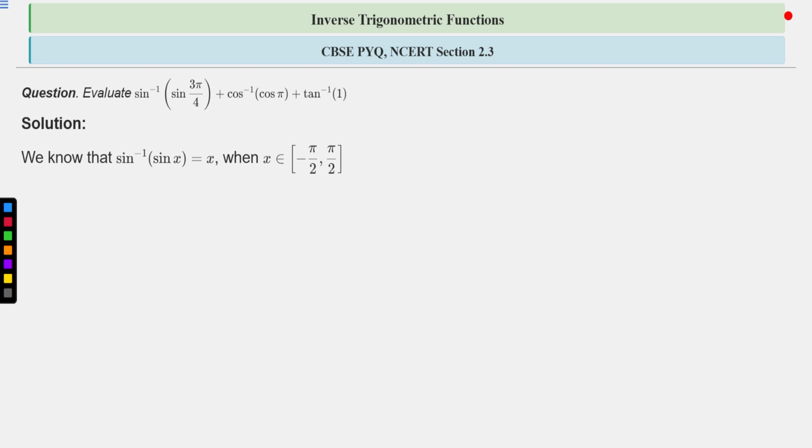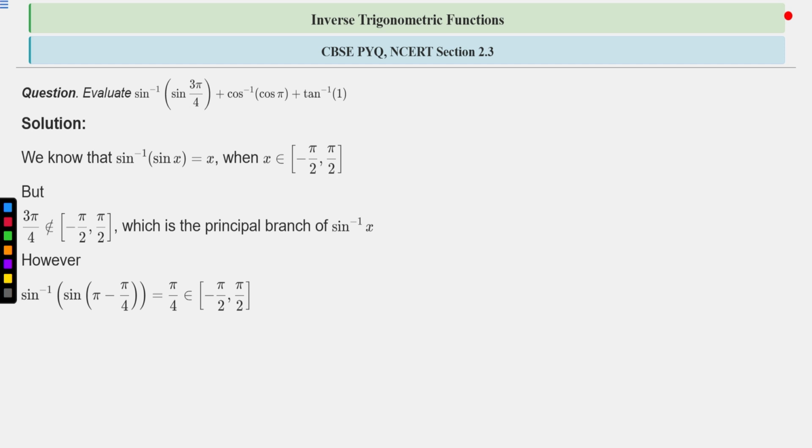Now we know that sine inverse sine x is equal to x, where x belongs to minus pi by 2 to pi by 2. But here we can see that 3 pi by 4 does not belong to minus pi by 2 to pi by 2, which is the principal branch of sine inverse x. However, we can say that sine inverse sine of pi minus pi by 4 is equal to pi by 4, because pi by 4 lies between minus pi by 2 and pi by 2, right?